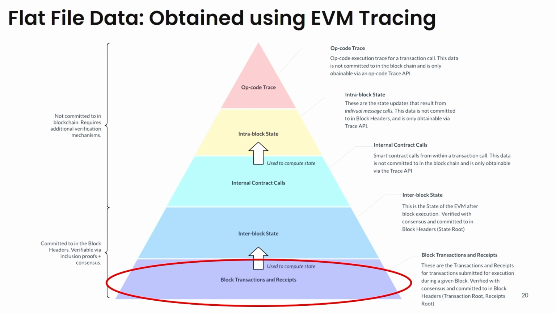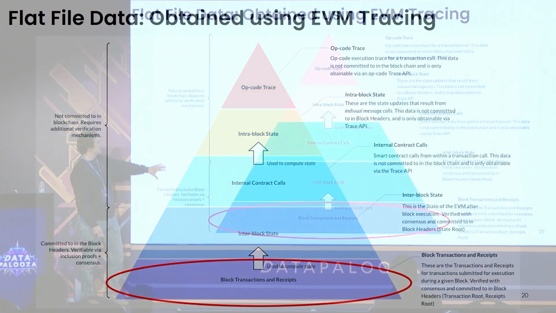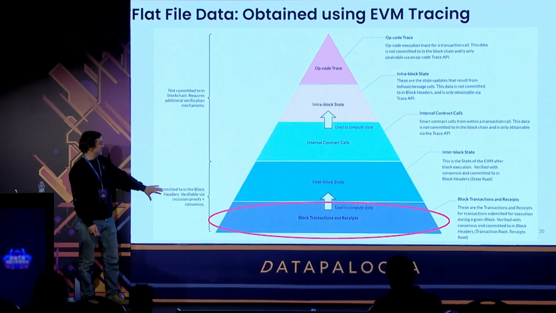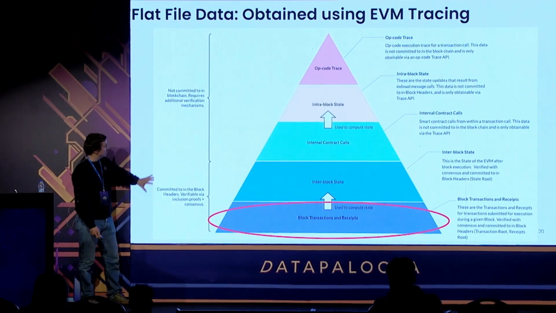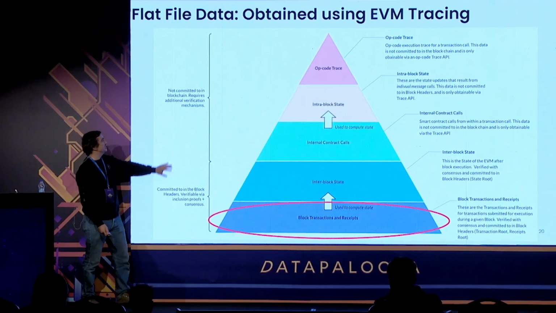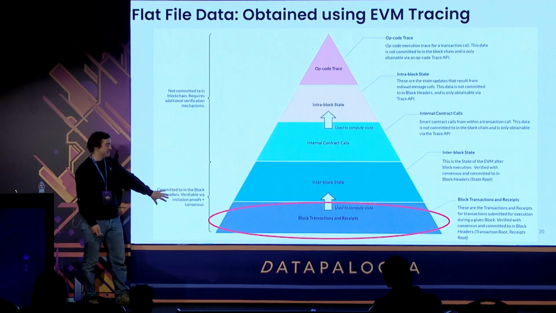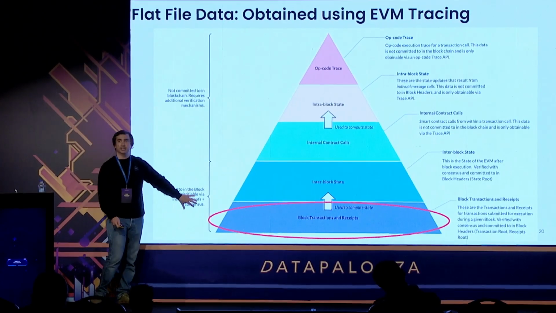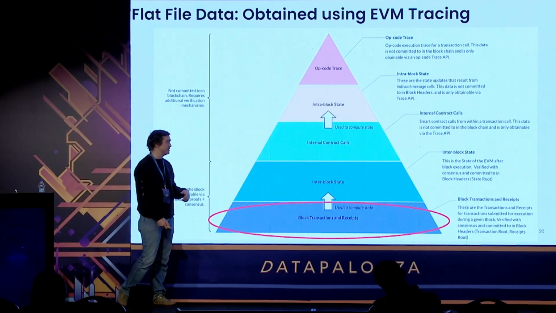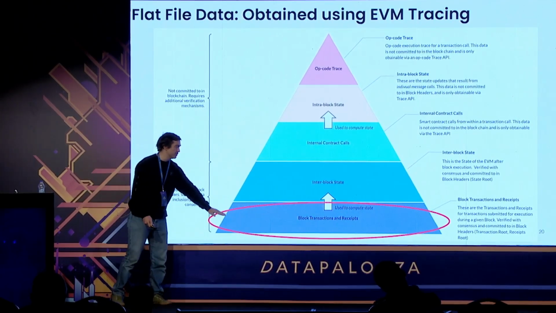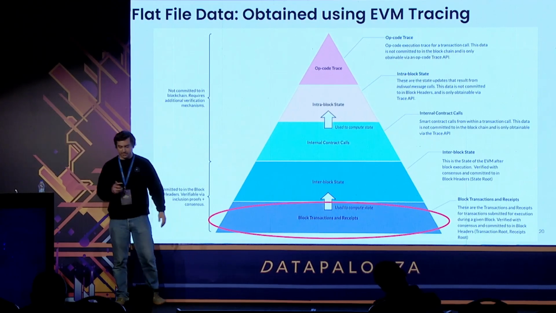I've made this diagram for multiple purposes, but one thing to highlight here is that I bifurcate this data into two sections. One we call committed data, and the other is not committed data. What we mean by committed data is the data that gets committed to in your block headers and then is verified by consensus. Again, your transactions, your receipts, and your block state.